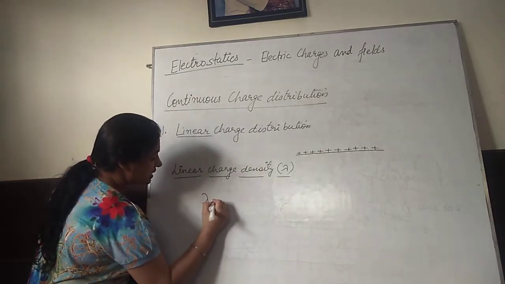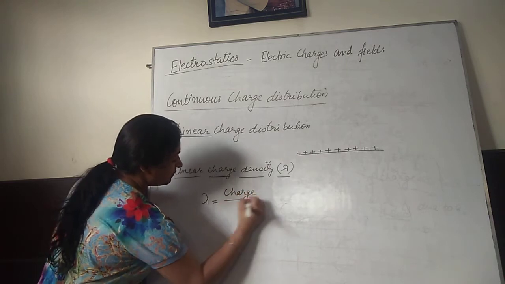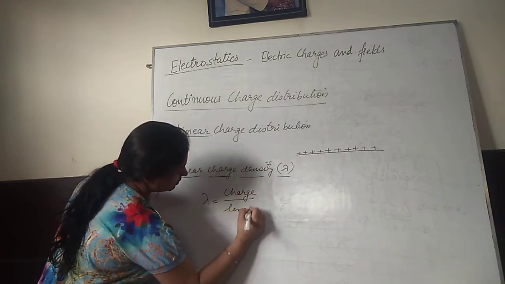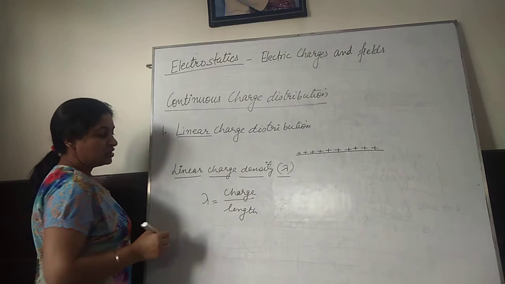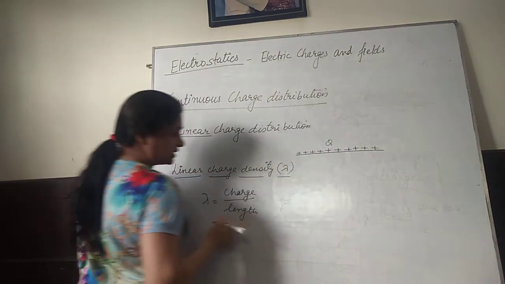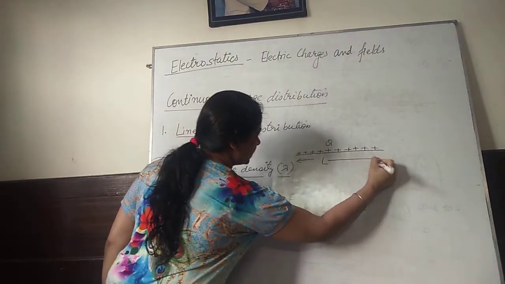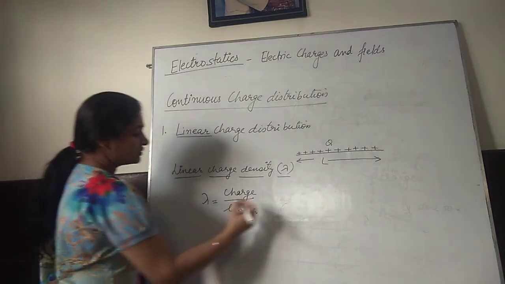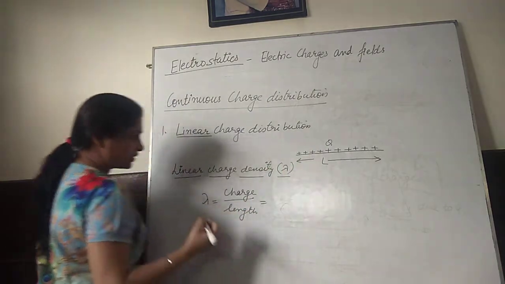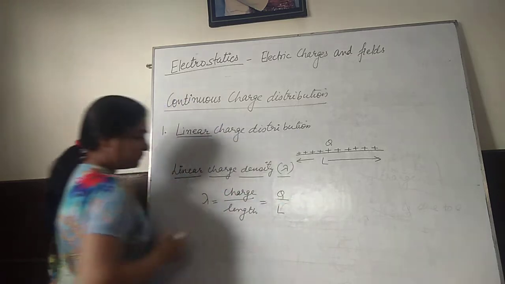Linear charge density can be defined as charge per unit length. So if I say the total charge on this line segment is Q and the total length of this line segment is L, what would be the linear charge density for this particular distribution? That would be Q over L.